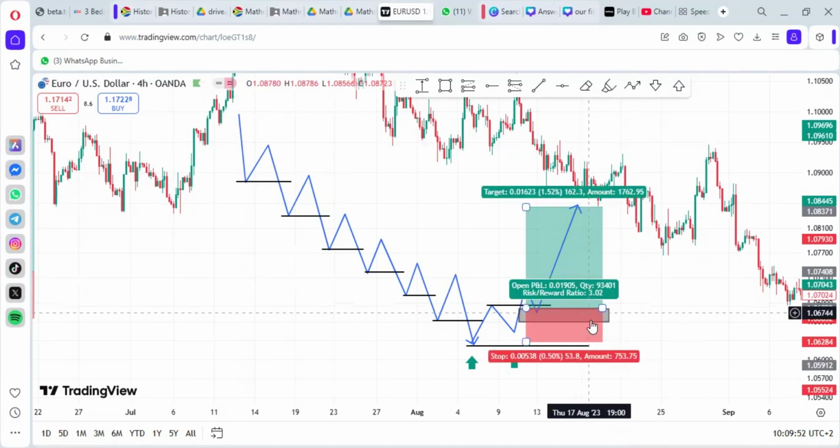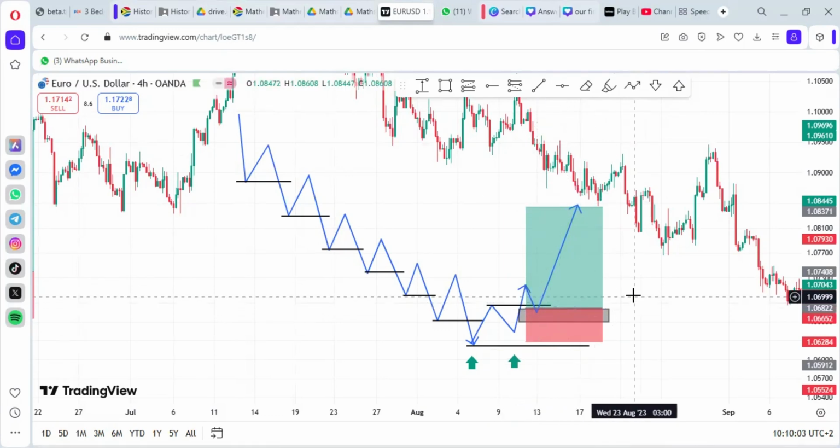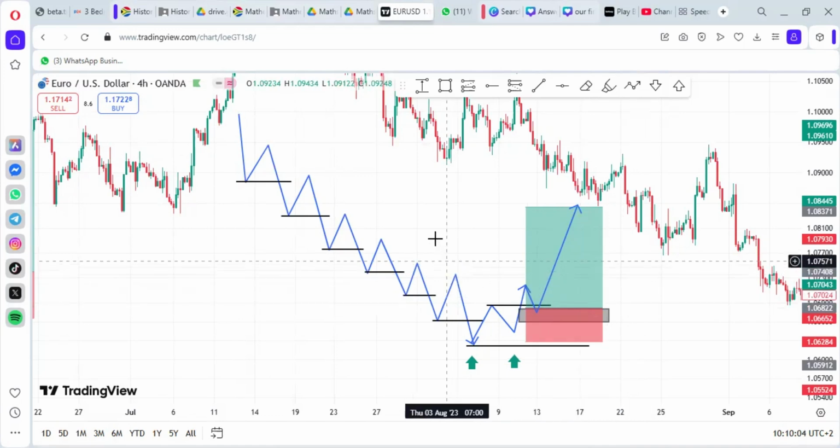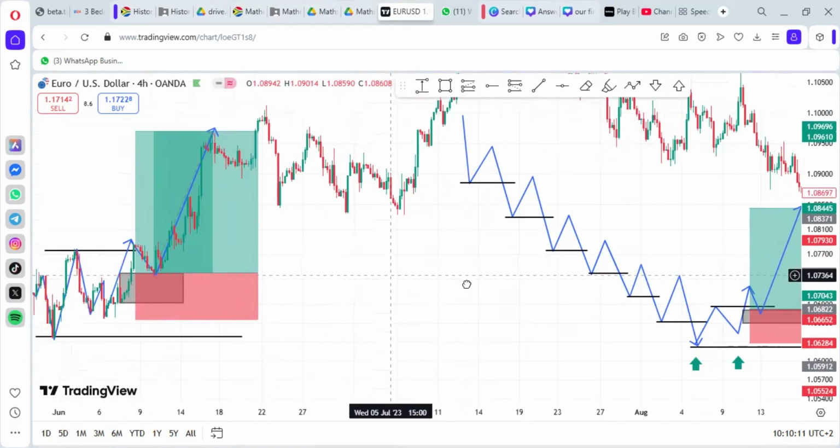And then we just mark the order block and wait for the market to come and retest the order block. And that's where we will enter. That's it with the bullish reversal pattern, guys. Now let me go ahead and show you how I managed to catch this trade right here.